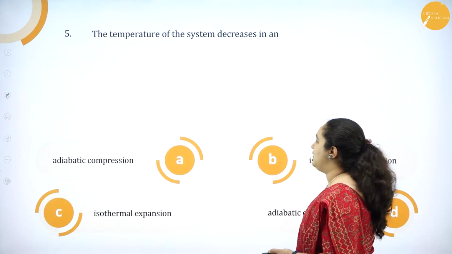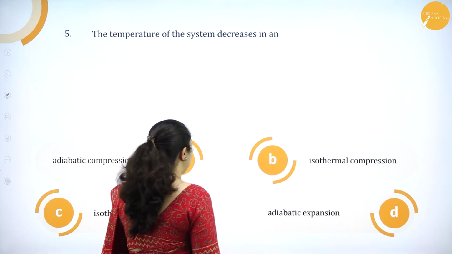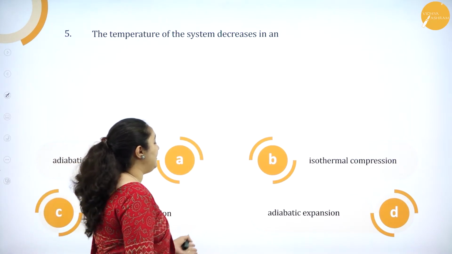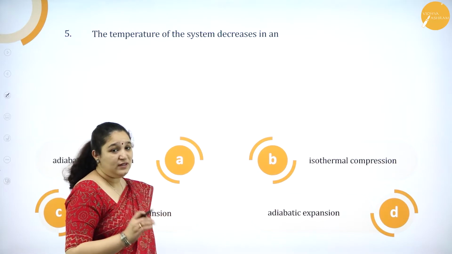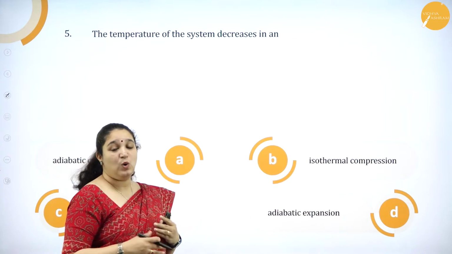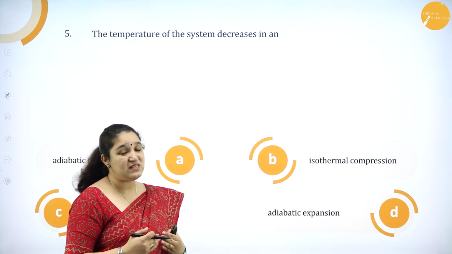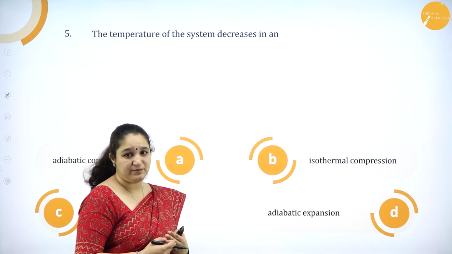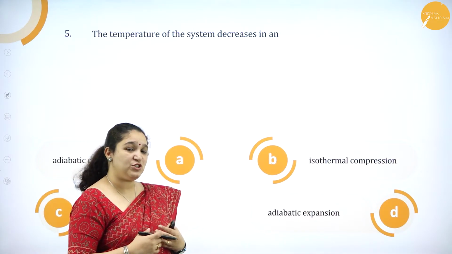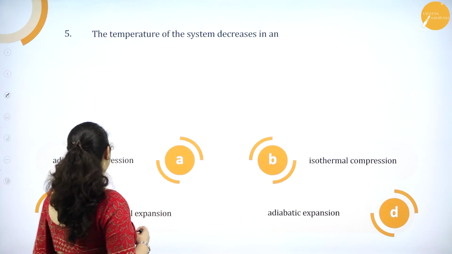Okay. Next question. The temperature of the system decreases in adiabatic compression, isothermal compression, isothermal expansion, or adiabatic expansion. So they're asking us the temperature of the system decreases. When does the temperature of the system decrease? When the work is done by the system, isn't it? So when work is done by the system, that means, is it compression or expansion? It should be expansion.